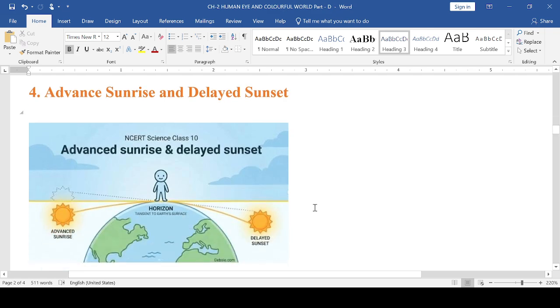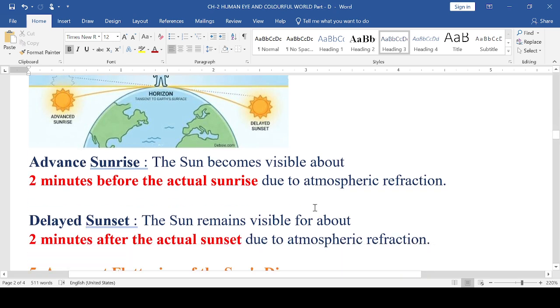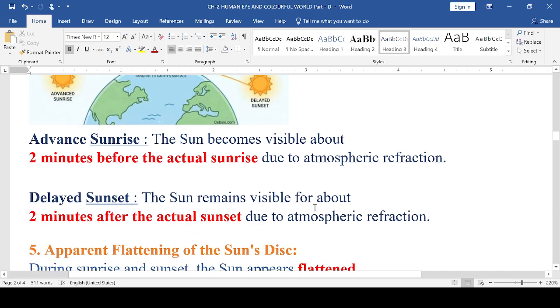Advanced sunrise and delayed sunset. Advanced sunrise: the sun becomes visible about 2 minutes before the actual sunrise. What is the reason? Atmospheric refraction. Delayed sunset: the sun remains visible for about 2 minutes after the actual sunset.